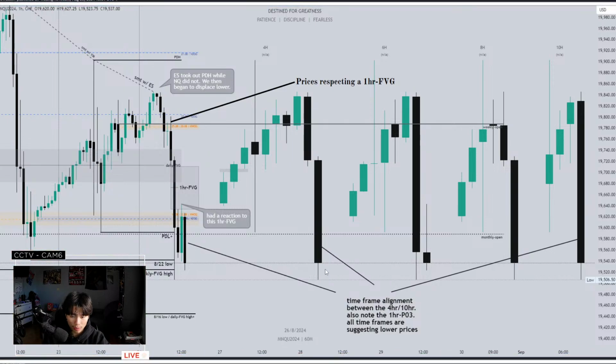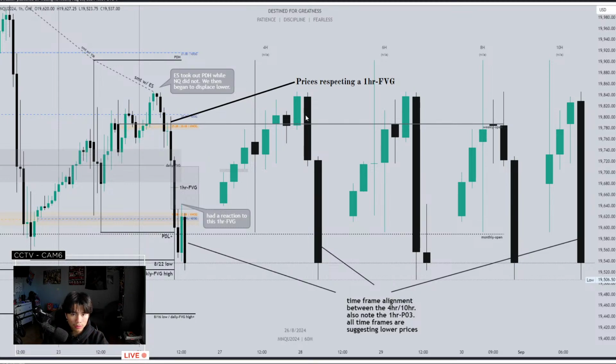This 4-hour candle also suggesting lower prices, right? Very bearish. And one thing I do want to point out is that this 4-hour low here is actually the same low as the 10-hour low. And this means that we should complete the 10-hour objective within the next 4 hours. This concept is called scope. Scope allows you to understand when prices should complete a specific objective and when it should not.